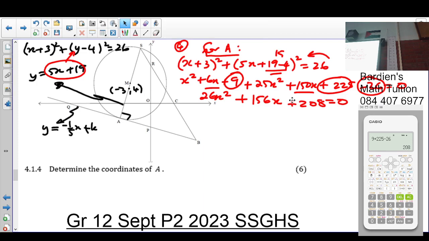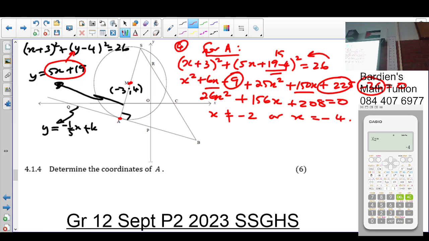Alright, so let's look at the roots. We go mode, equation 3. So it's 26, 156, and the answer gives you x is equal to negative 2, or x is equal to negative 4. Can x be negative 2? No, because it has to lie on the left hand side of negative 3. So it has to be negative 4.